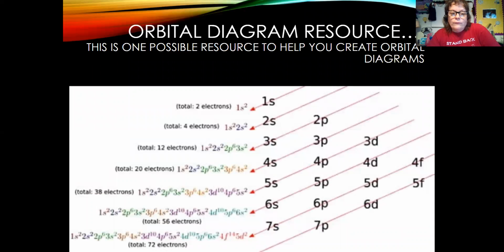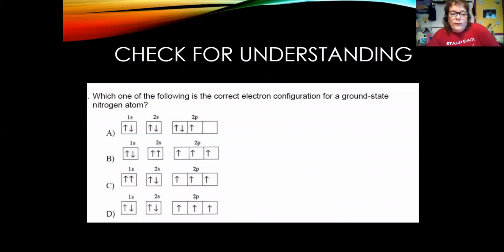Okay, and then there's another version, another orbital diagram resource. That is just a different way of looking at it. I don't particularly like this one, but hey, some people might like it. So, checks for understanding. Which one of the following is the correct electron configuration for a ground state nitrogen atom?